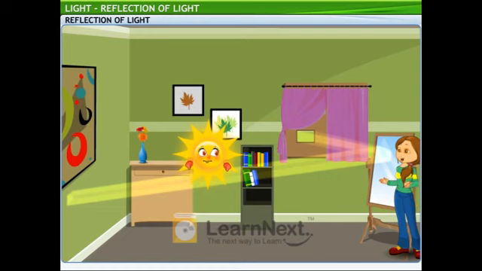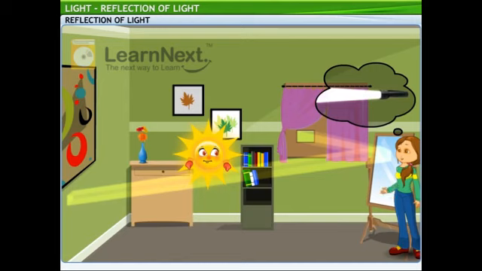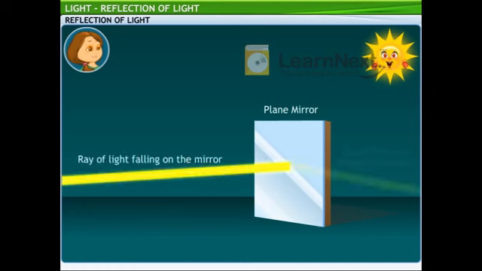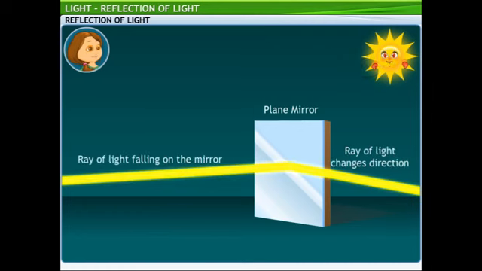Hey, what's this, Miss Sunshine? What happened, Susan? You had said that light travels in straight lines. Then, how is this beam of light coming back from the mirror? Oh, that is because any shiny or polished surface, such as a mirror, changes the direction of light incident on it. Remember I told you the direction of light could be changed by reflecting it?